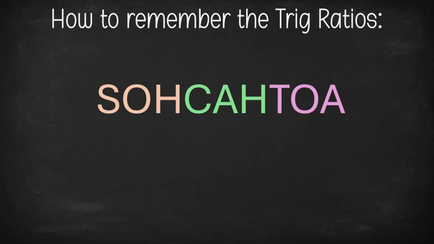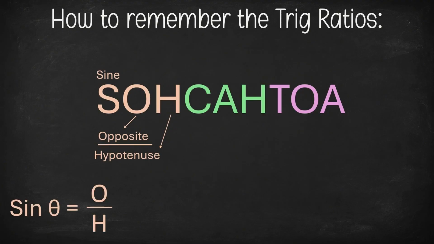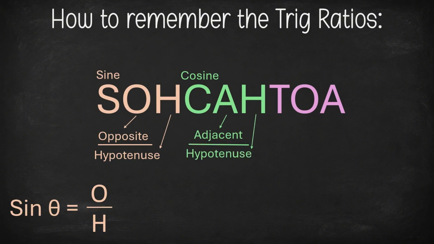Let's have a look at SOH. The S stands for sine, the O stands for opposite, and the H stands for hypotenuse. Therefore, sine will be equal to the opposite side over the hypotenuse. Therefore, we will write sine theta equals O over H. Then the C stands for cosine, the A stands for adjacent, and the H, believe it or not, the hypotenuse. Cosine will therefore be the adjacent side over the hypotenuse. Then we will write cos theta equals A over H.